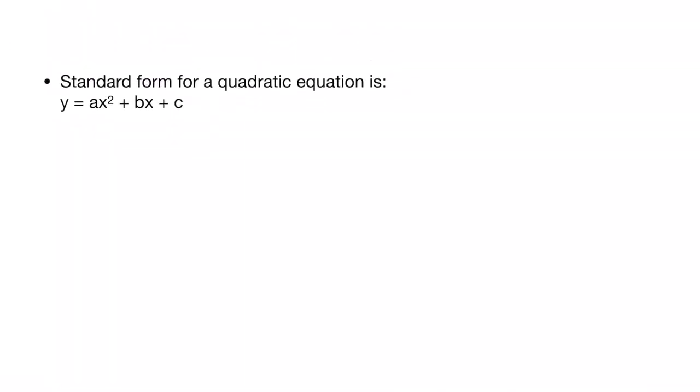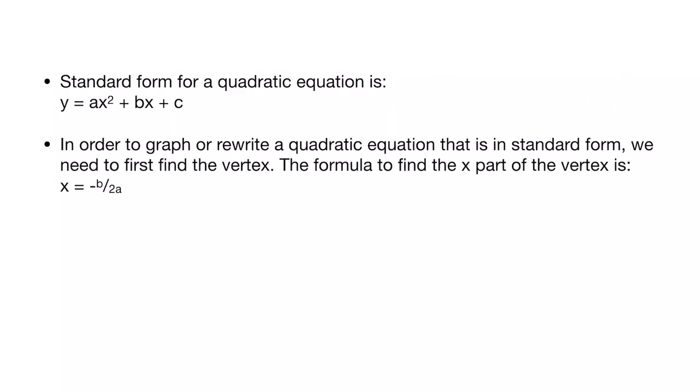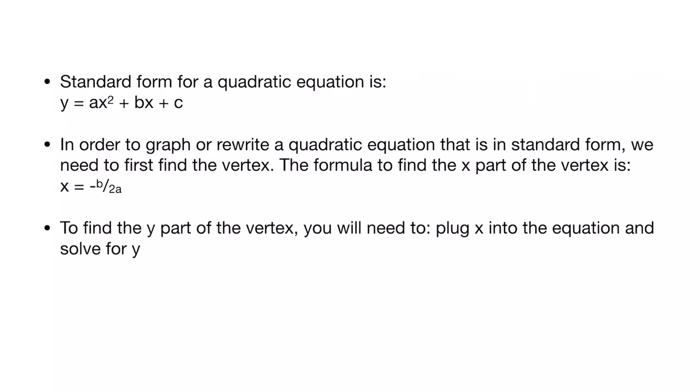All right, standard form of a quadratic equation is ax squared plus bx plus c. We're going to see that later when we move on. In order to graph or rewrite a quadratic equation that is in standard form, we have to first find the vertex. The formula to find the x part of the vertex is x equals -b over 2a. Once we find that value for x, we plug it in and get y.